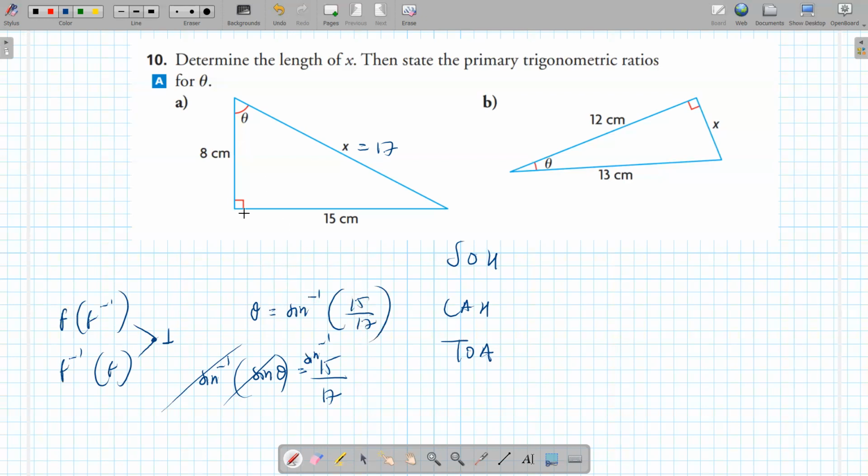It's not going to be a nice number, I don't think. Sine inverse of 15 divided by 17 is like 62 degrees. So that's how you can find theta, as long as you have a ratio.